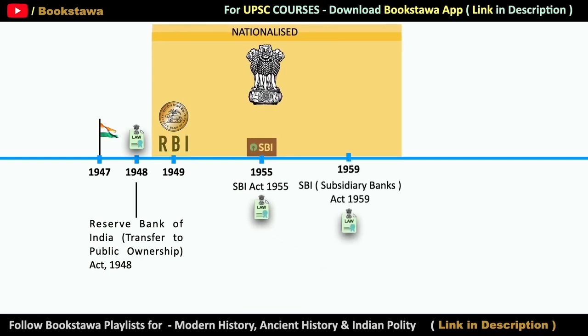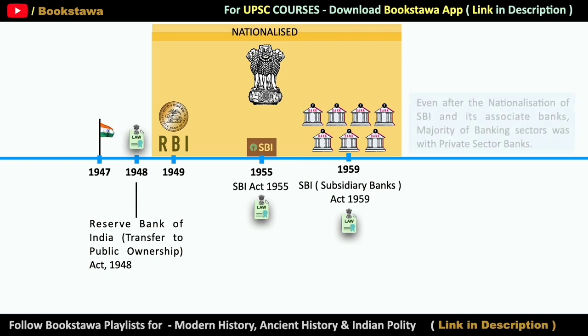After this, in 1959, SBI Subsidiary Banks Act 1959 was passed, through which such banks were nationalized which were the most popular banks of different princely states before independence. These banks were nationalized and made associate banks of SBI so that SBI can now reach more regions than before. So now after the joining of these associate banks in SBI, the reach of SBI had increased a lot.